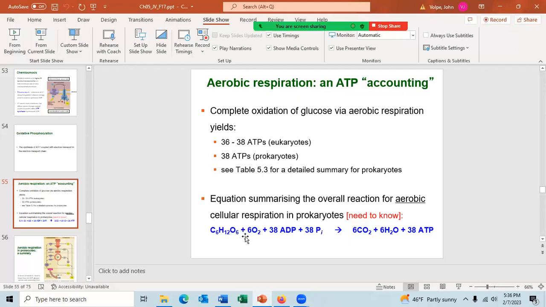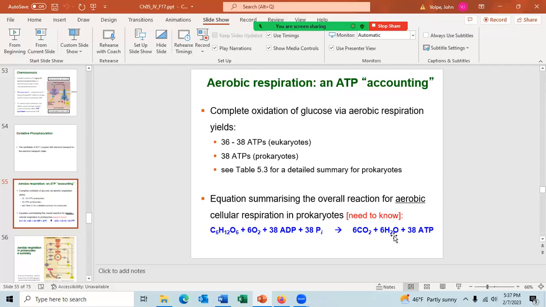And this is the summary equation to explain aerobic respiration. You get 1 glucose, C6H12O6. You add on 6 oxygen molecules and 38 ADP molecules and 38 phosphate. The i just stands for inorganic phosphate. And that generates 6 CO2, 6 water molecules, and 38 ATP molecules.